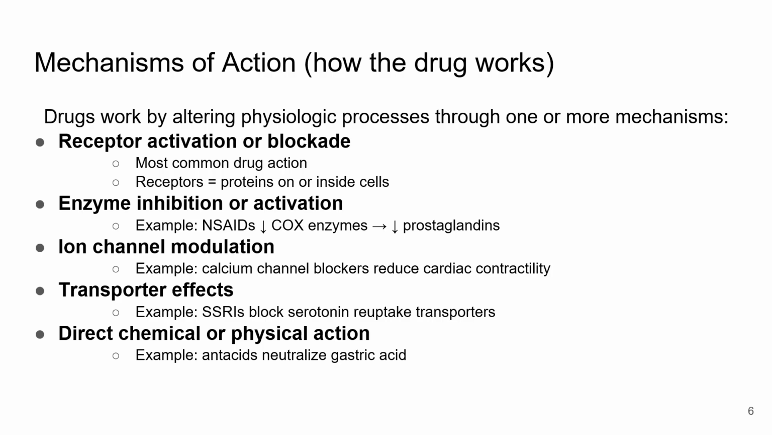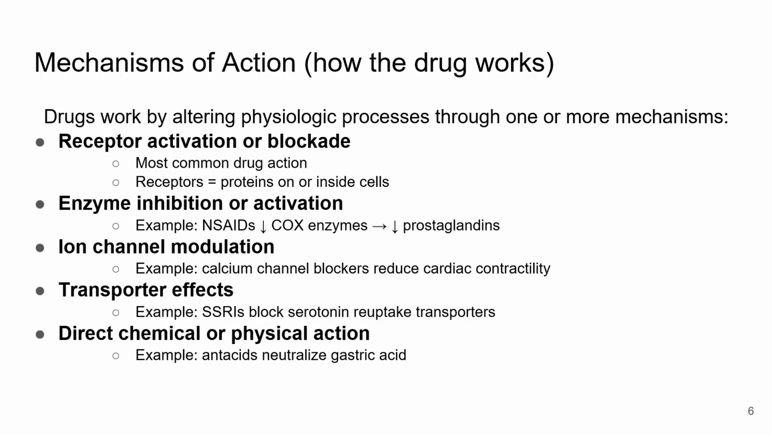Another major mechanism is enzyme inhibition or activation. So enzymes speed up chemical reactions in the body. And so if you block an enzyme, you slow down that process. The classic example is our NSAIDs, so our COX inhibitors, which would be like Celebrex, leading to decreased prostaglandin production. And we've talked about prostaglandins across all of our conditions up to this point.